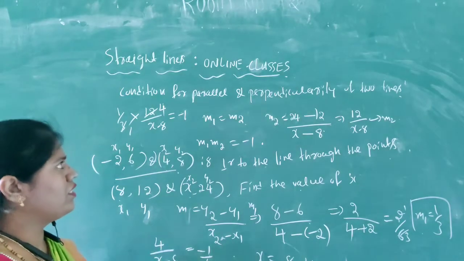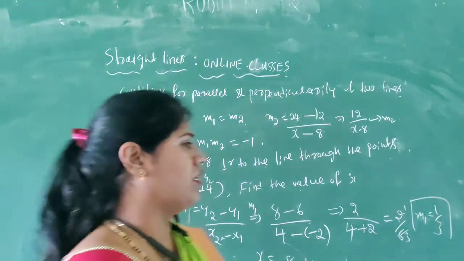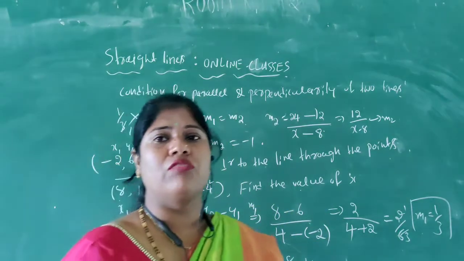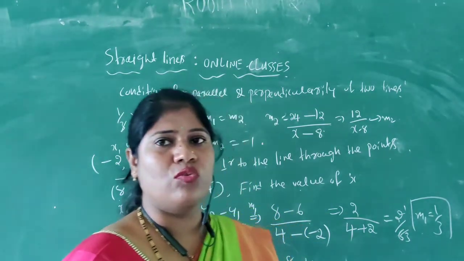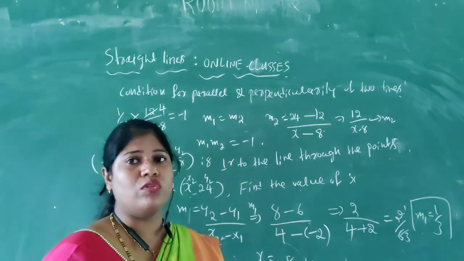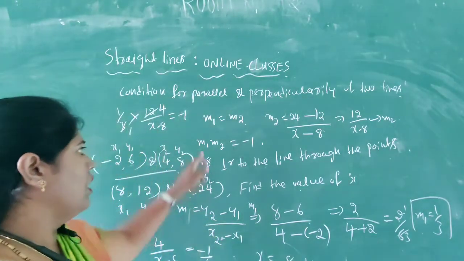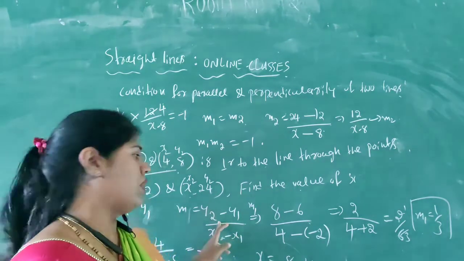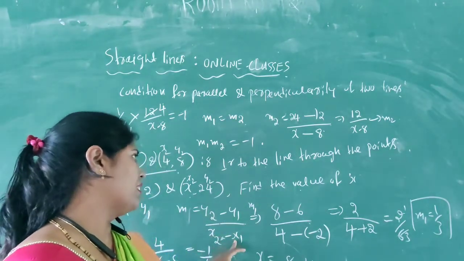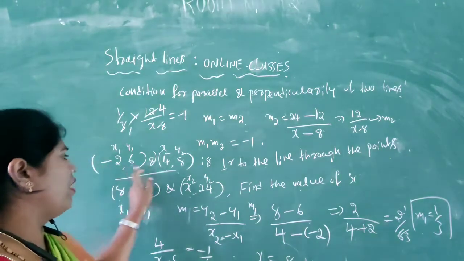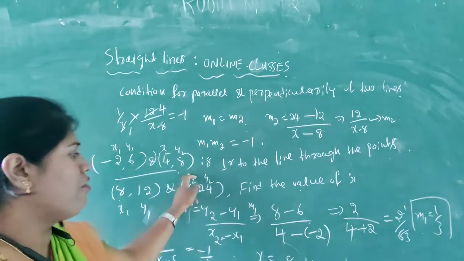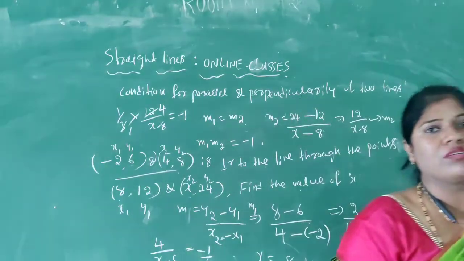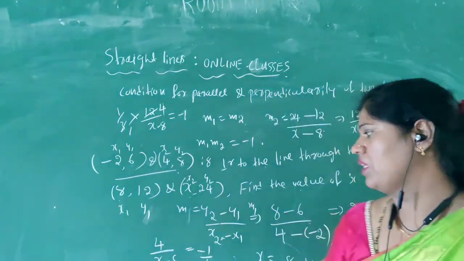It is very easy. What will be the condition for the perpendicularity of the two lines? The condition is m1 m2 is equal to minus 1. How did we get m1? By using y2 minus y1 divided by x2 minus x1, with these being x1, y1, x2, y2. After simplification, we got m1 is equal to 1 by 3.